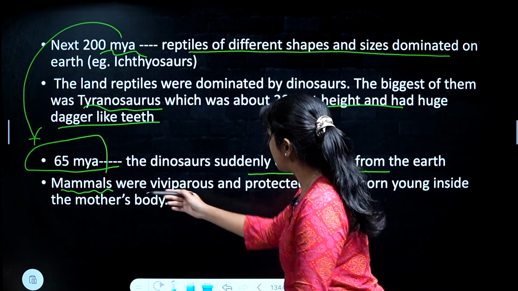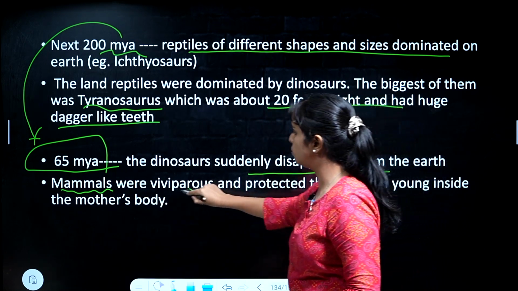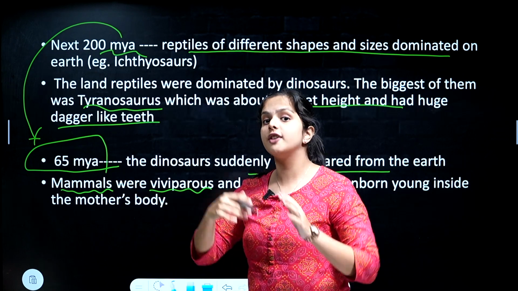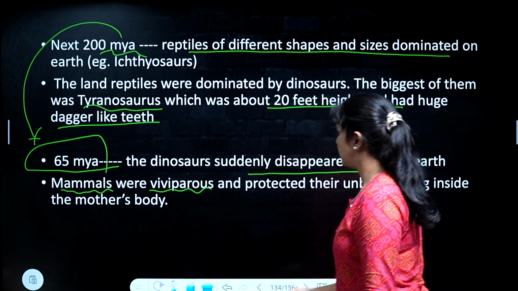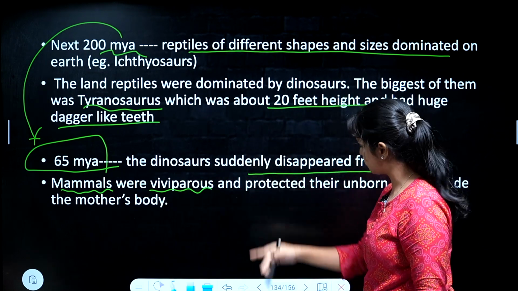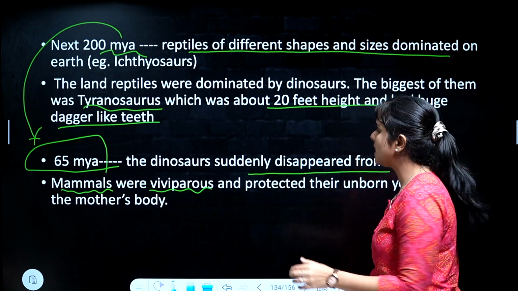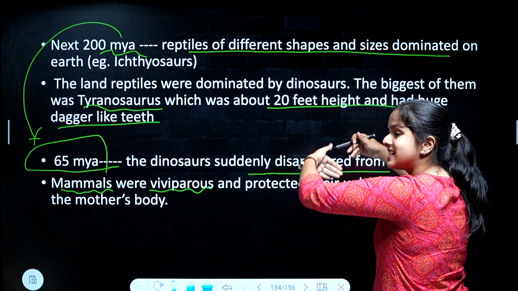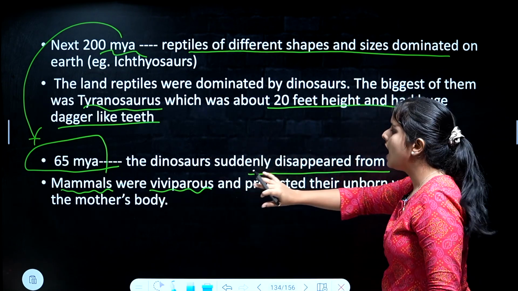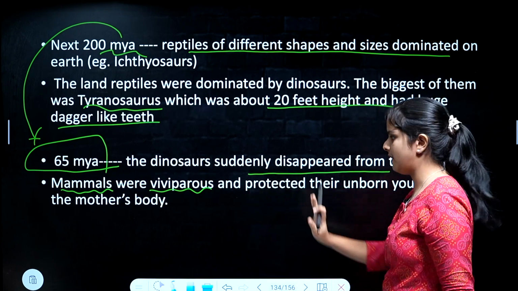come into play. So mammals, who are viviparous, that is, who don't lay eggs but who give birth to children, evolved, and that also happened 65 million years ago. So just imagine, dinosaurs or reptiles disappeared 65 million years ago, and mammals appeared 65 million years ago.